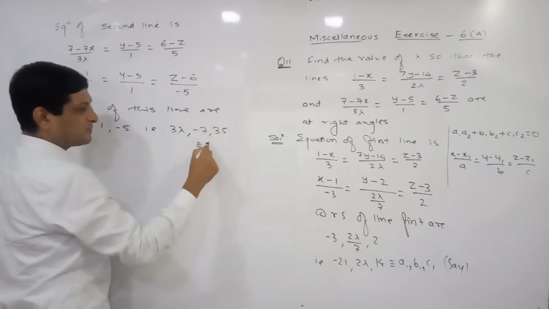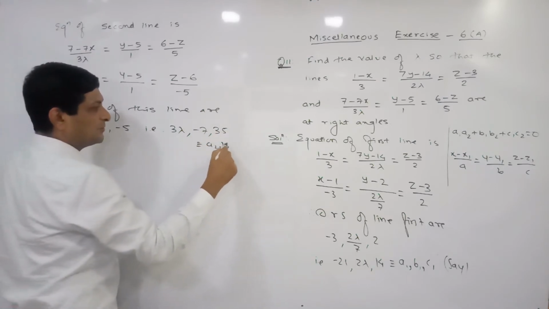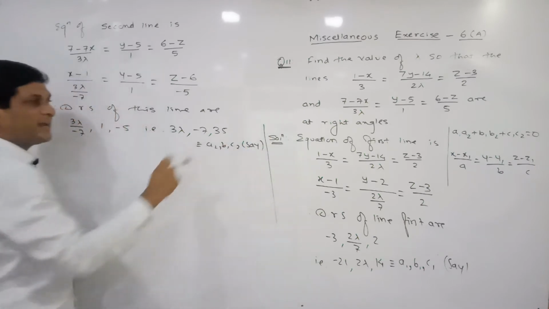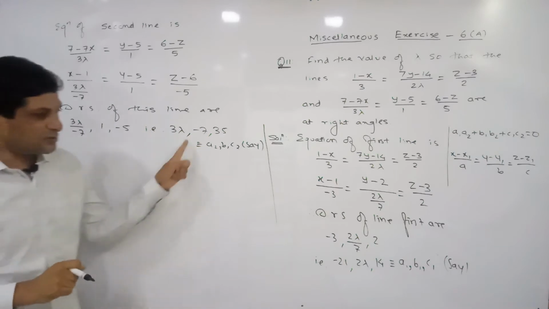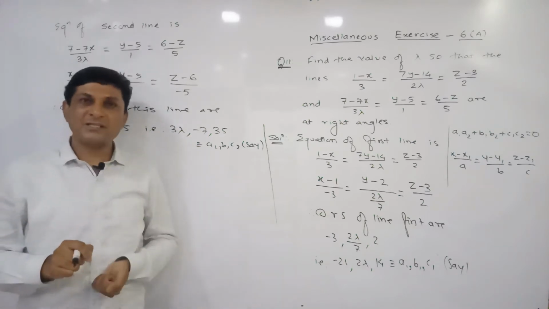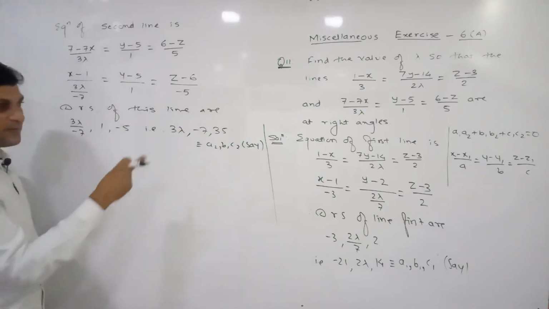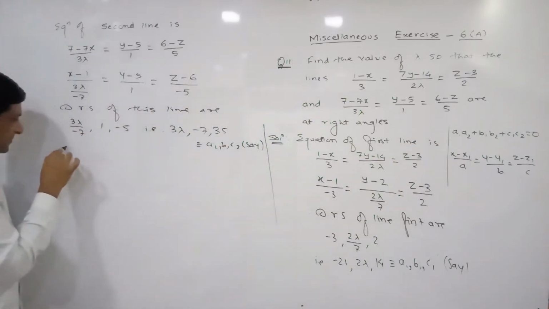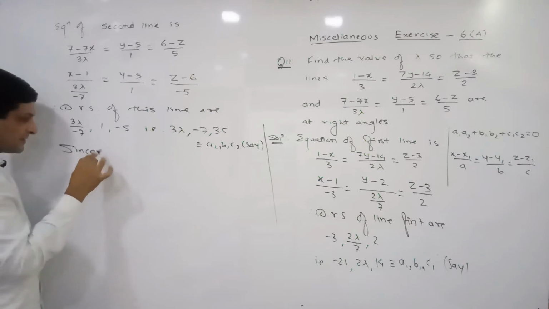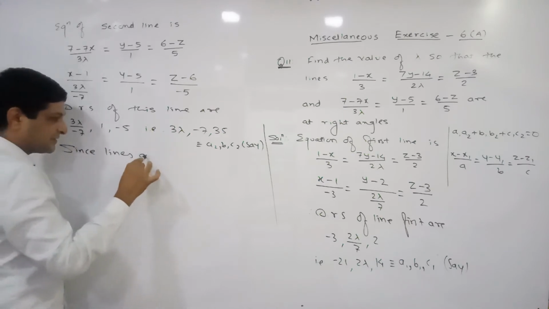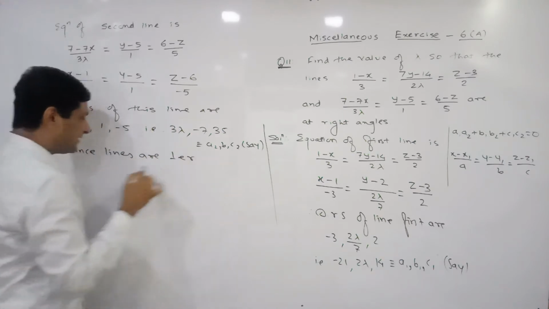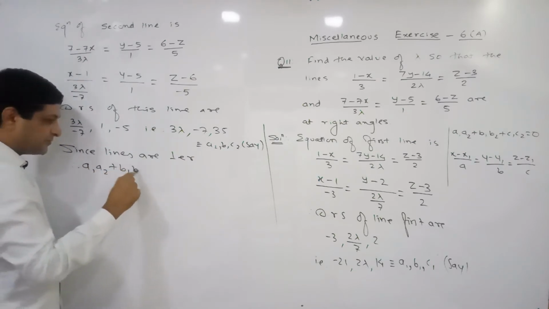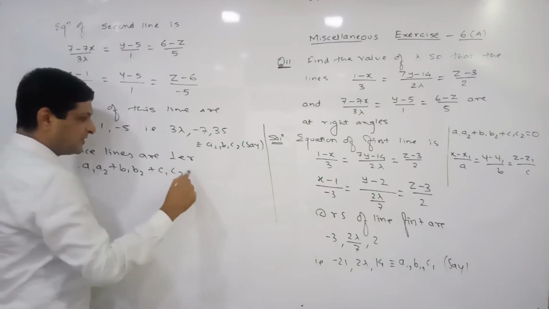Denote these values by A2, B2, C2. These are the direction ratios of the second line. I am denoting them by A2, B2, C2. Now the direction ratios of both lines are known to us. Since the lines are perpendicular, the direction ratios satisfy this condition. That's why we can say that A1 A2 plus B1 B2 plus C1 C2 will be equal to 0.